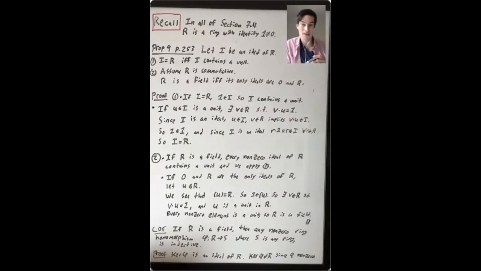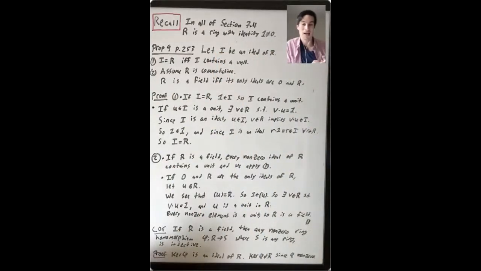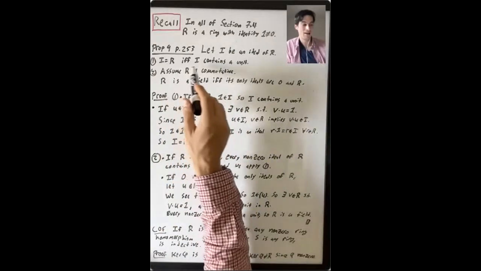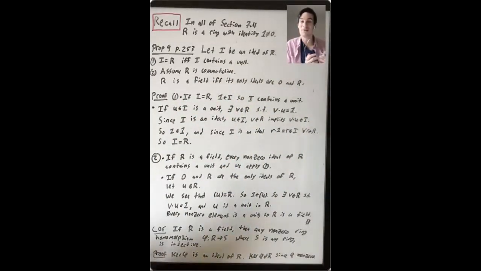Remember, what is a field? A field is a ring with identity so that every non-zero element has an inverse and multiplication is commutative. So you can only talk about something being a field if you know it's commutative. The non-commutative analog of being a field is being a skew field or a division ring. Okay, so let's prove these things.